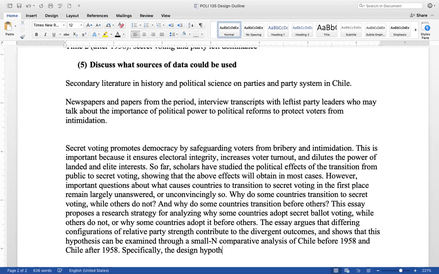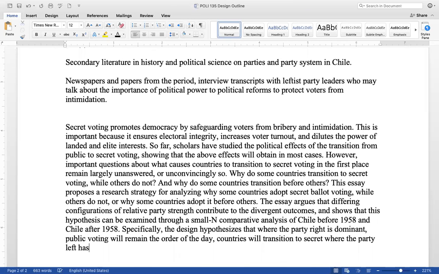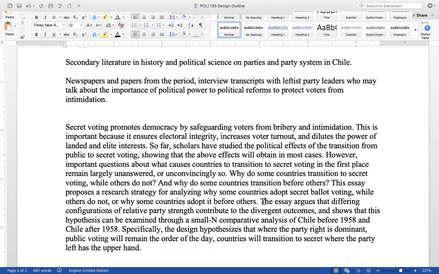Specifically, the design hypothesizes that where the party right is dominant, public voting will remain the order of the day. Countries will transition to secret voting where the party left has the upper hand. The conclusion, okay, so now, which part of this paragraph is the thesis statement? Which statement is the thesis statement? Yeah, the essay argues statement. So it's right here, right?